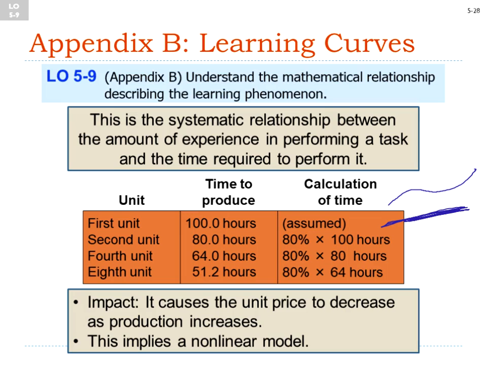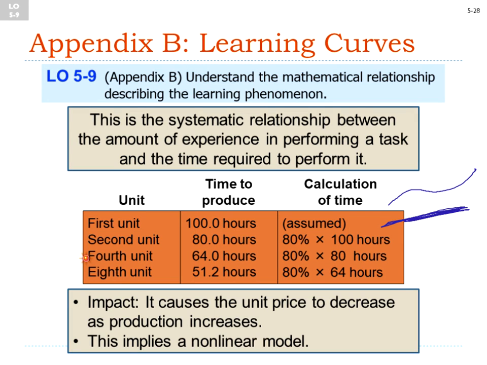All right, so let's take a look at this chart here. It doesn't tell us what we're producing here, but it tells us that to make unit number 1, it took 100 hours. And then to make the second unit, it took 80 hours. To make the 4th unit, it took 64 hours. And to make unit number 8, it took 51.2 hours. So it looks like here, every time you're doubling it, 1 to 2, and then 2 to 4, and 4 to 8.